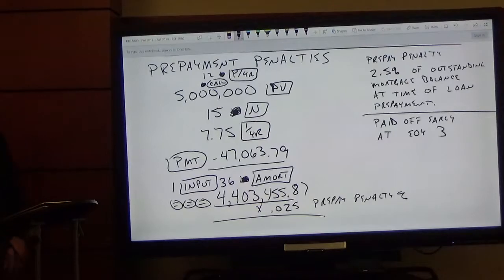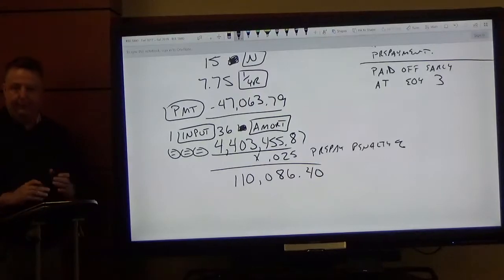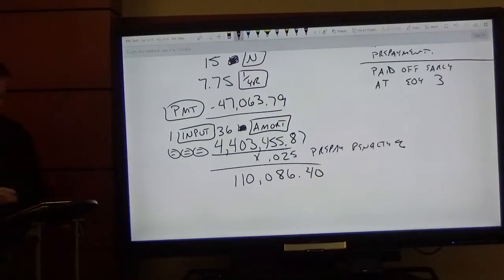Okay, so we just multiply that amount times 0.025. So for the privilege of paying off this loan early, we are paying the bank $110,086.40 rounded. Okay? Just for that privilege? Just for that privilege. Okay? How nice of them.